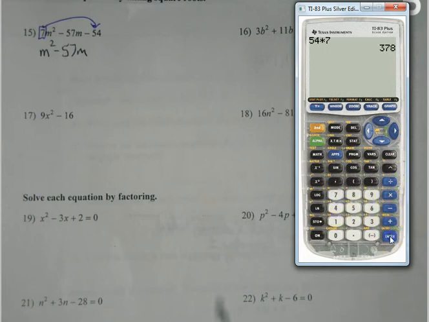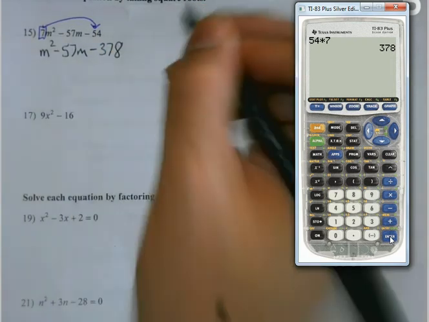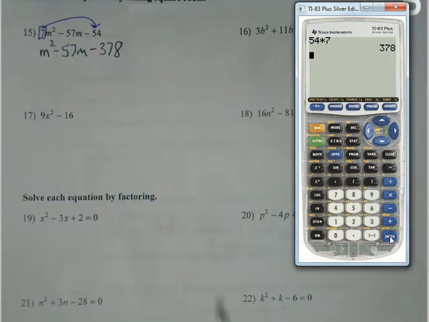So, okay, 54 and 7. Holy cow. I'm just going to skip this one. No. We're going to figure this out.